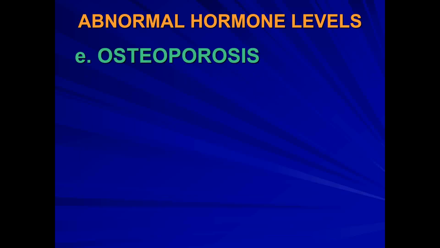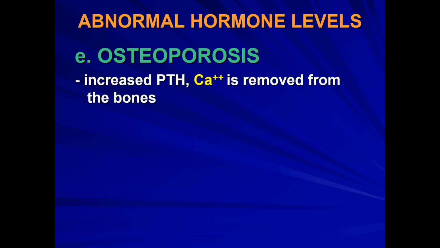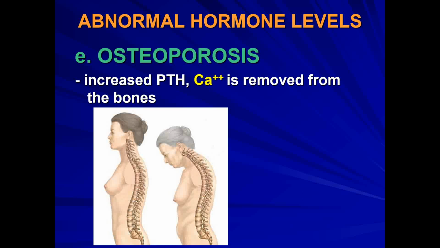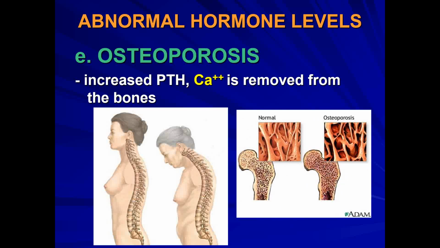We've often heard of osteoporosis. We sort of associate this with older individuals and primarily with women. But osteo means bone. Porosis refers to pores in the bone, holes in the bone. And this is because of an increase in parathyroid hormone, PTH. PTH tells the body to remove the calcium from the bones. So if you have too much PTH, you're removing too much calcium from the bones. And as a result, those bones can become brittle. Osteoporosis is often referred to as brittle bones disease.